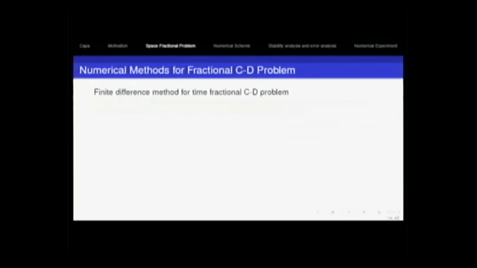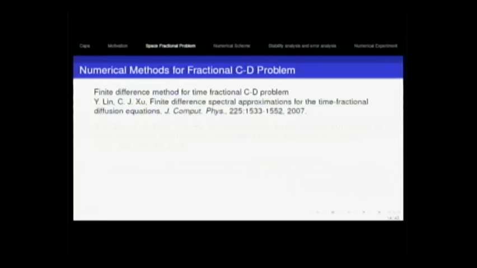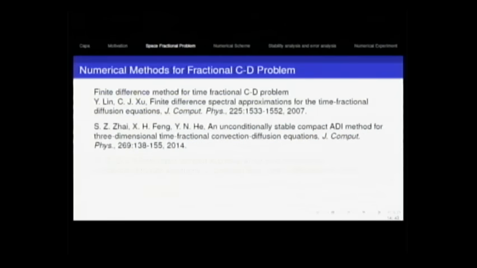Some people have worked on this problem. For numerical methods for fractional problems, first there is the finite difference method, and there are several papers. One is this early paper from 2007. There's a finite difference spectral approximation for time. Time is quite easy. Then there is the three-dimensional case, also with time. It's the same thing, in fact: for space-time you just increase the dimension, but the treatment of the fractional derivative is the same as in the first paper.